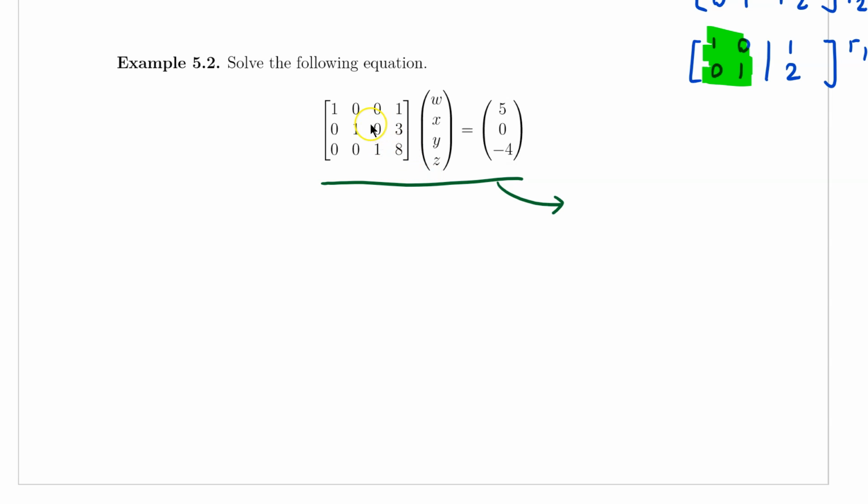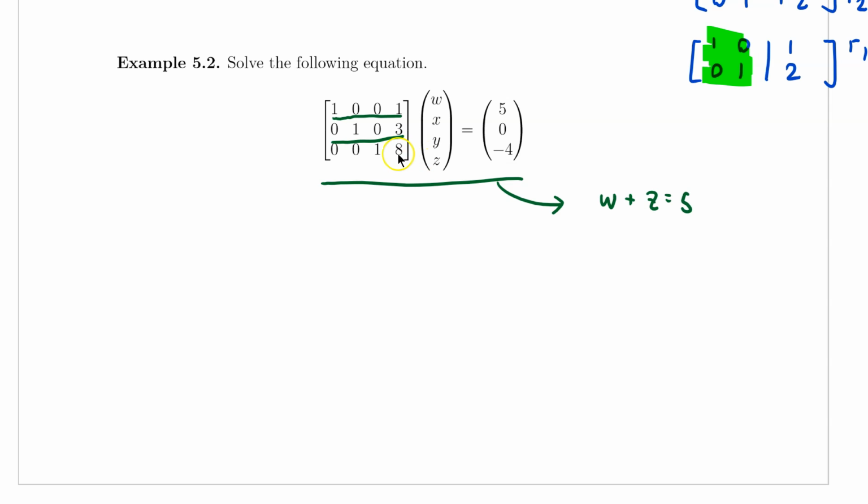If I write this as a system of equations, if I multiply the matrix on the left-hand side, I'm going to get 1w plus 0x plus 0y plus 1z equals 5. By the way, I'm going to use American pronunciation here, so I'm going to pronounce this as z. So I'm going to have w plus z equals 5.